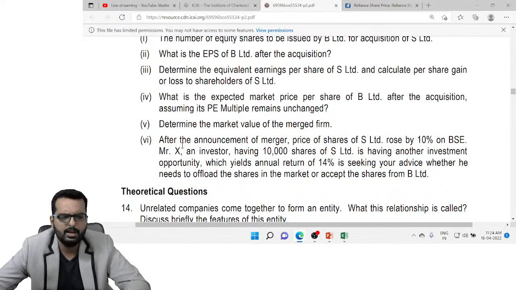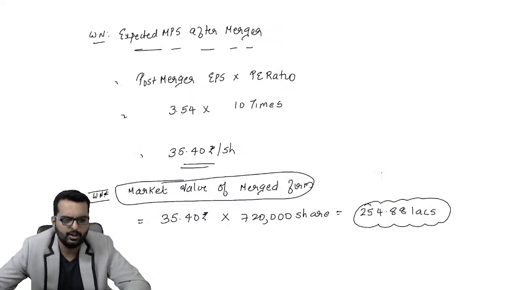All right. After the announcement of merger, the price of S Limited is going up by 10% on the BSE. An investor having 10,000 shares of S is having another investment opportunity which is giving a yield of 14%. He is seeking your advice whether he needs to offload the shares in the market or should he accept the shares. So friends, I'll write down the next working note heading.